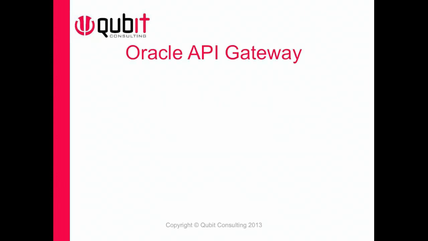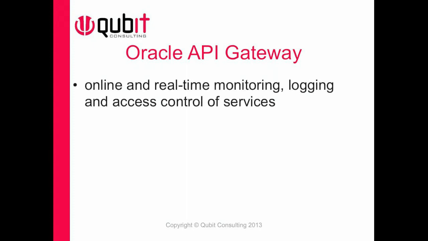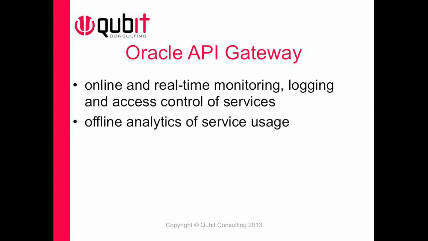So API Gateway typically lives in the DMZ of a network. It provides a kind of Swiss Army knife, if you like, of tools for monitoring and securing your applications and services. Things like: it provides a web interface, real-time and historical monitoring of traffic passing through the gateway. It has a separate analytics component that can provide offline and detailed analysis of the traffic going through the gateway.